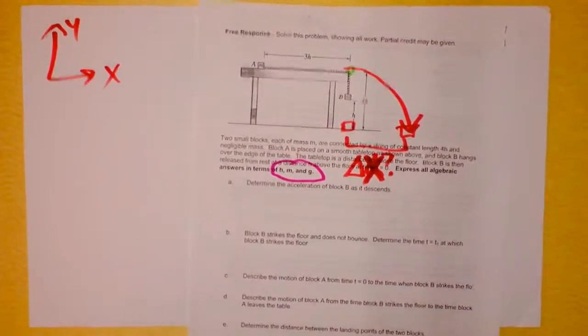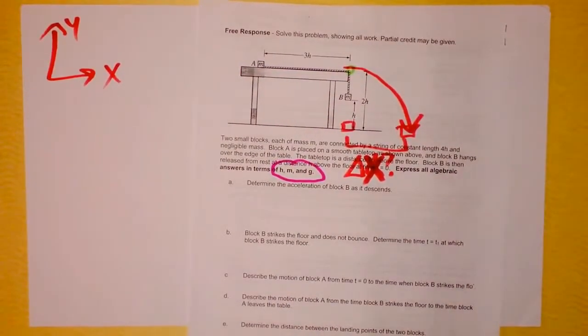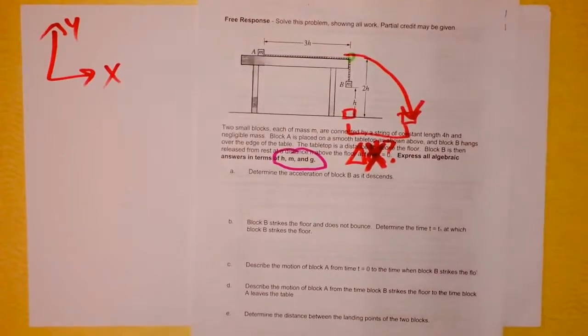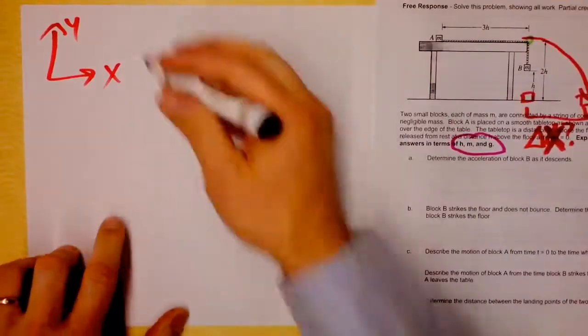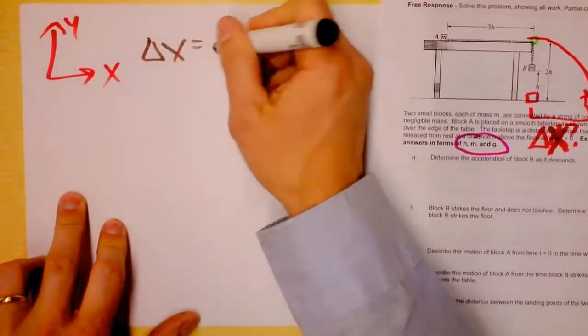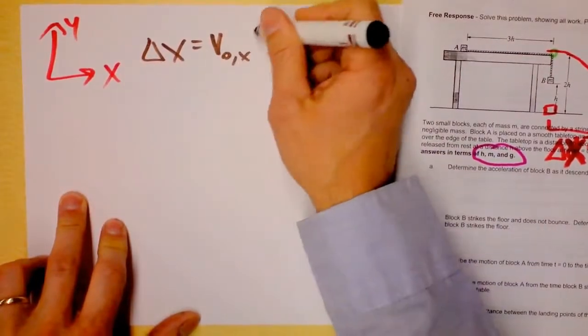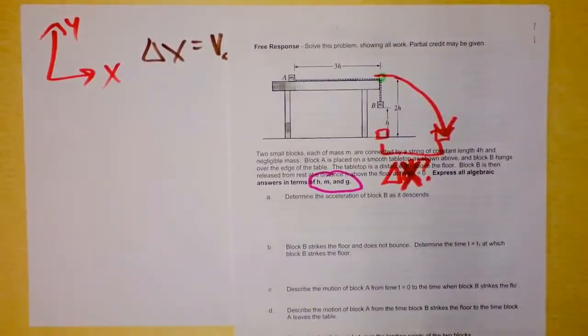We have to find out how far it goes. How do we do it? Well, what equation? Delta X equals V naught X delta T. You're doing some classic kinematics. In the X direction, it's very simple. How far it goes is the initial velocity in the X direction times the time it spends in the air.